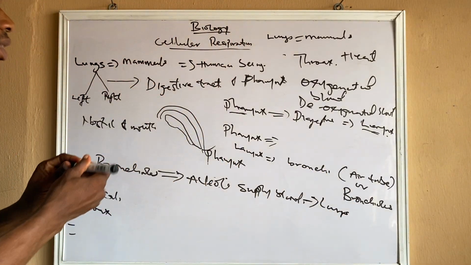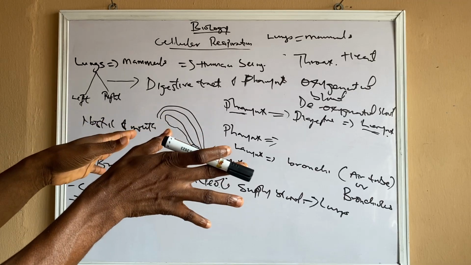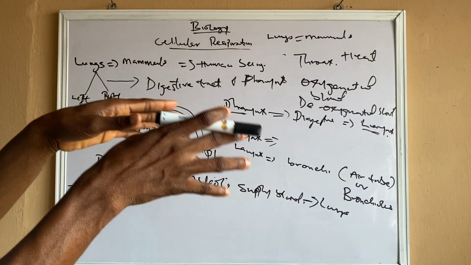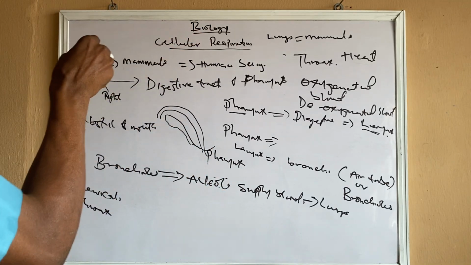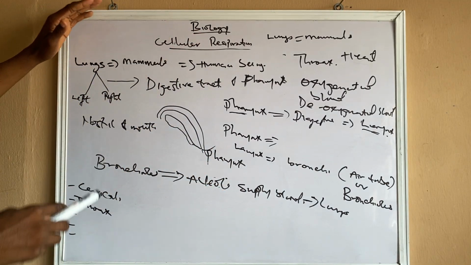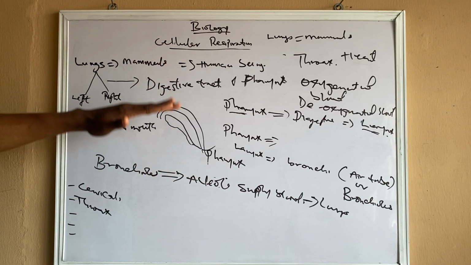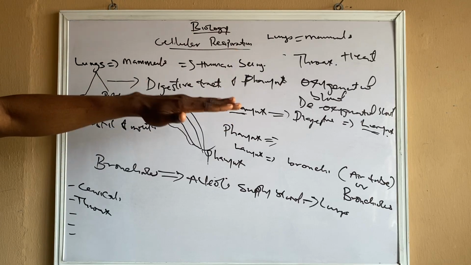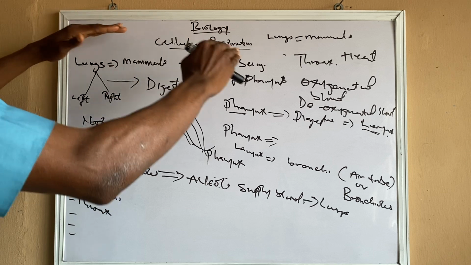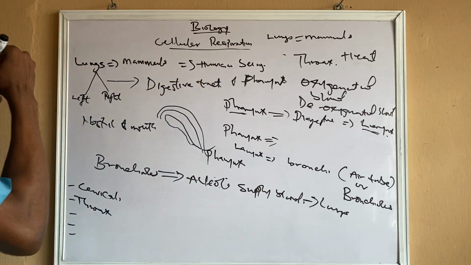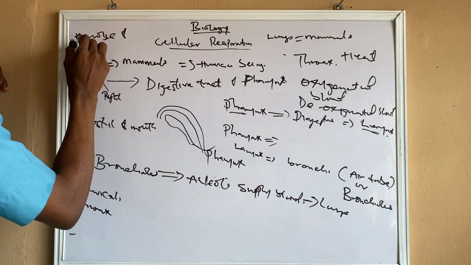So this is a short explanation of the respiratory system that we have under cellular respiration. But don't forget that in our last class we discussed the four major types of the respiratory system. Now we are coming back to the full topic of aerobic and anaerobic respiration.